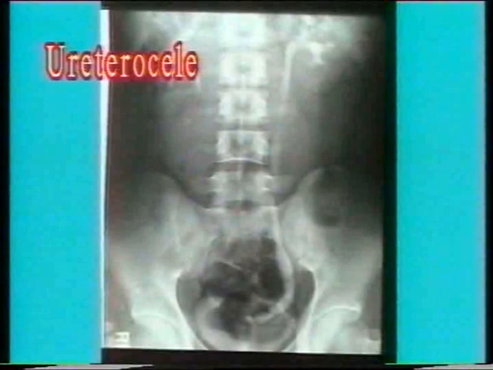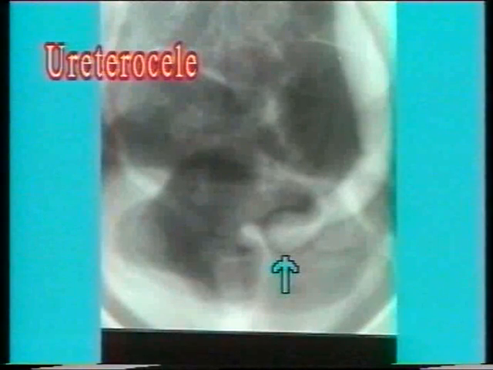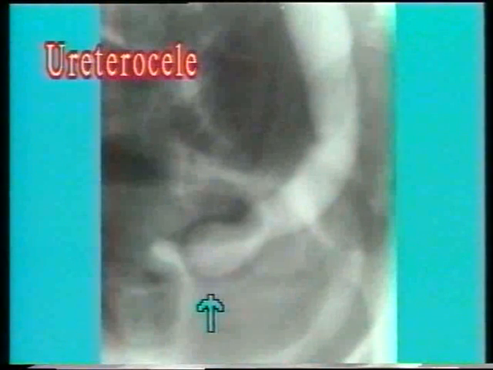In this IVP, the lower portion of the left ureter appears dilated. Note the lower end of the left ureter. It is dilated and gives a characteristic cobra head appearance. This is a ureterocele. A ureterocele occurs due to congenital atresia of the ureteric orifice with cystic enlargement of the intramural portion of the ureter.